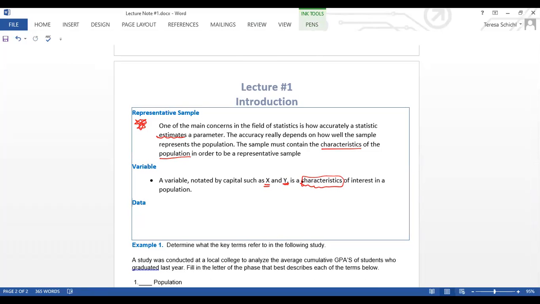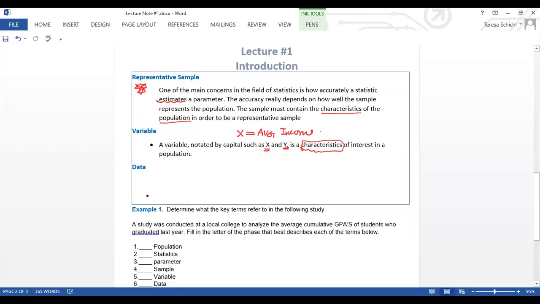It's kind of like the parameter. So if you say I'm interested in the average income for the whole Dallas area family, you can define the variable X here. You can say, hey, this is the average income, right? So it's just like the variables you learned in algebra, and it's a characteristic of what you are interested in about the population.